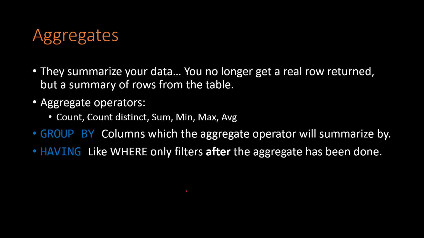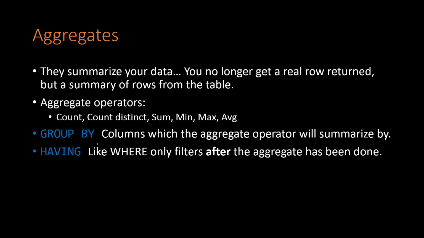Level 3.0 of the select statement introduces aggregates, and where aggregates are different from what we've been doing up to this point is that the aggregates are a summarization of rows. So rather than returning physical rows in the data set, you're returning a summary of those rows. And this introduces group by and having.